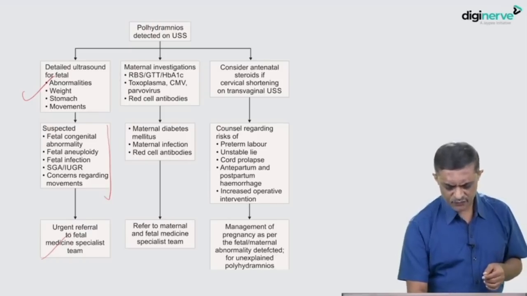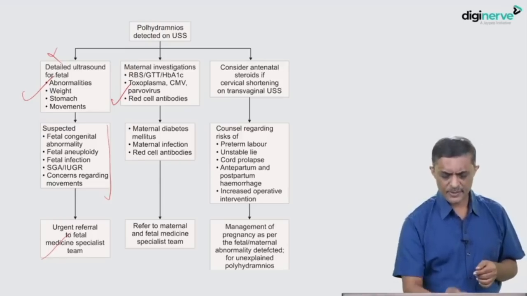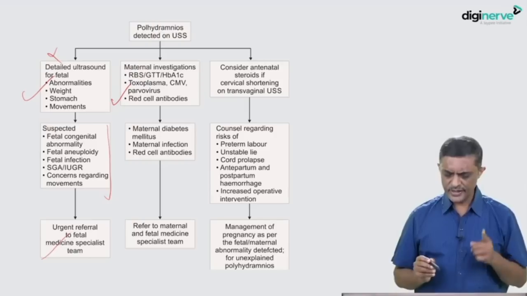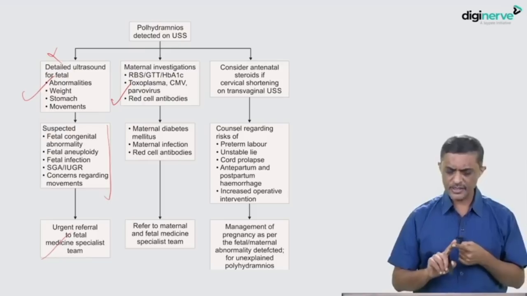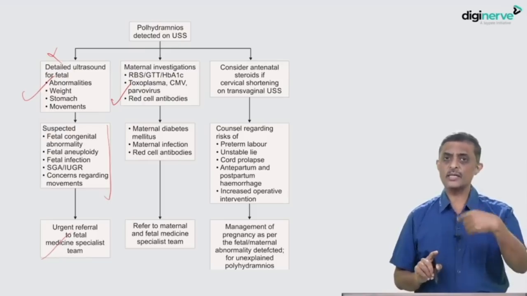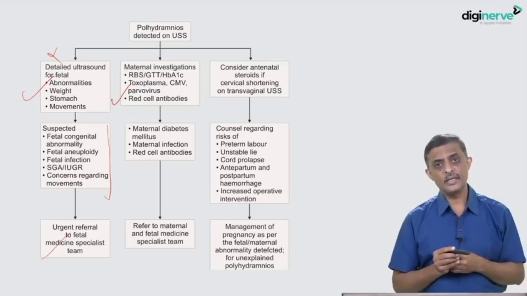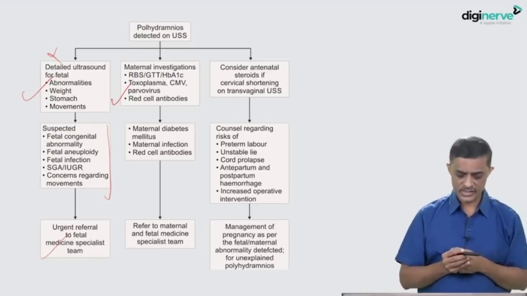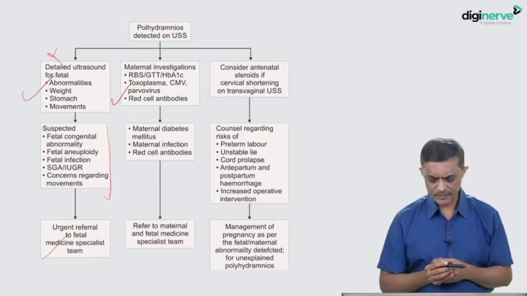If this is not there, you have to investigate the mother to rule out diabetes, infections and red cell antibodies. If you find any of these things, then with the maternal and fetal medicine expert, you control diabetes. Red cell isoimmunization is to be managed in an individualized way. You can learn about how we manage these things in my session on Rh negative and RBC antibody isoimmunization, and maternal infection has to be treated with appropriate treatment.